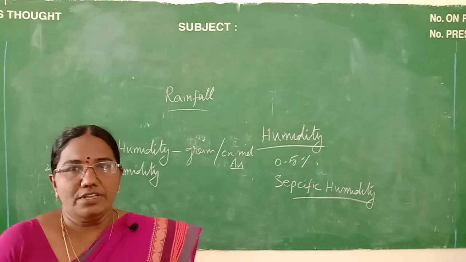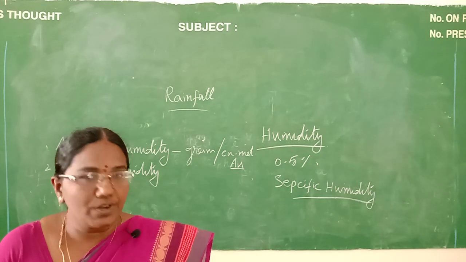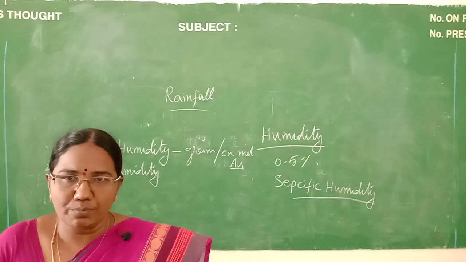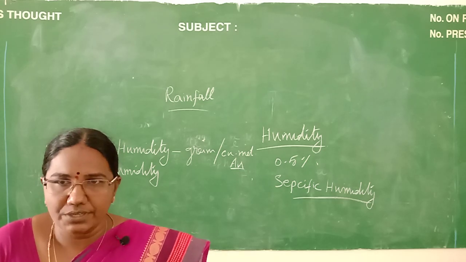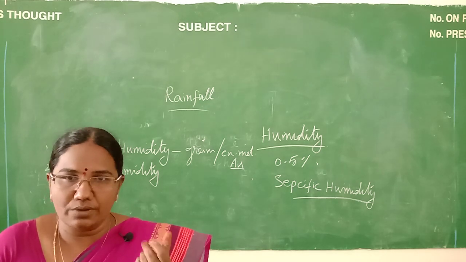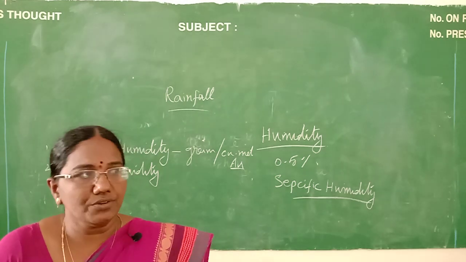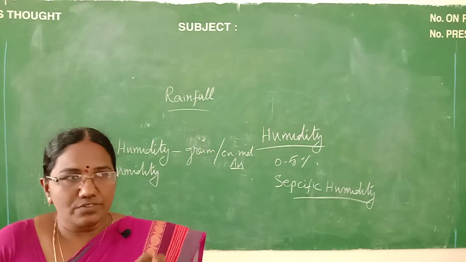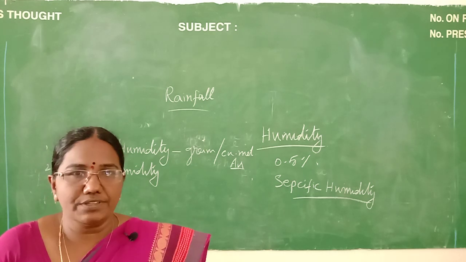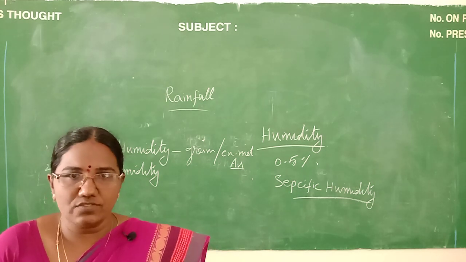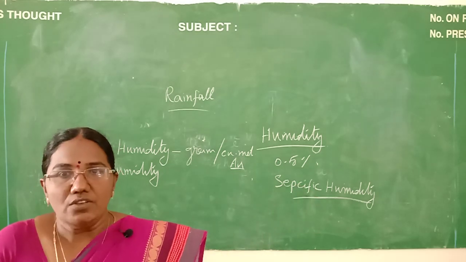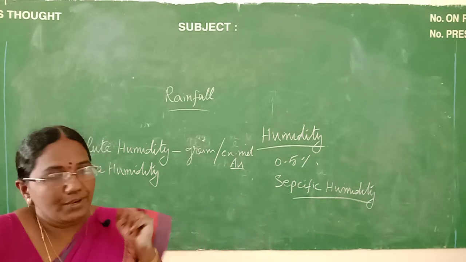Next is relative humidity. This is the ratio between the actual amount of water vapor present in the air and the maximum amount of water vapor the air can hold at the given temperature. Relative humidity affects human health. Very high and very low humidity are injurious to health. It also affects objects, electronic items, buildings, and natural vegetation. Humidity is measured by a hygrometer.